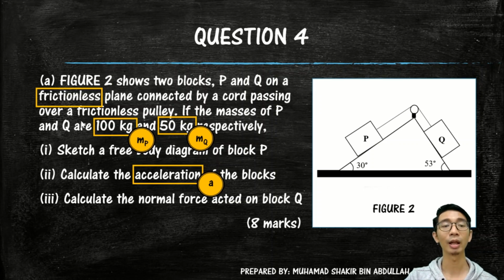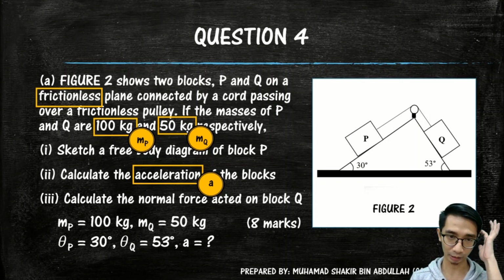And again, the word frictionless pulley is a keyword showing you that there's no friction here. When there's no friction here, the direction is exactly the same. Okay, there's no energy loss. So exactly, if Q moves, P will follow. Okay, the directions will follow.